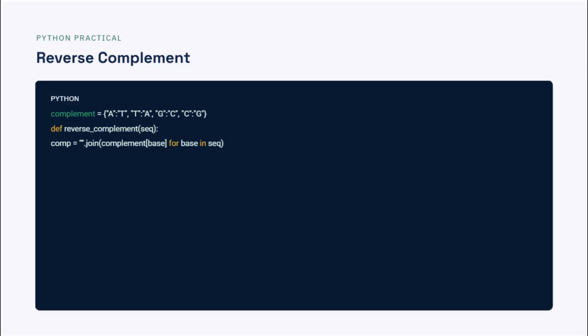Next, we build the complement of our sequence using what's called a list comprehension. For each base in our sequence, we look up its partner in the dictionary and join all those partners back into a single string. At this point, we have the complementary strand, but it's still in the same left to right order as the original. We need to reverse it to get the correct direction. Python makes this easy. SEQ bracket : : -1 reverses any string. Put together, this function takes any DNA sequence and returns exactly what you'd find on the opposite strand.